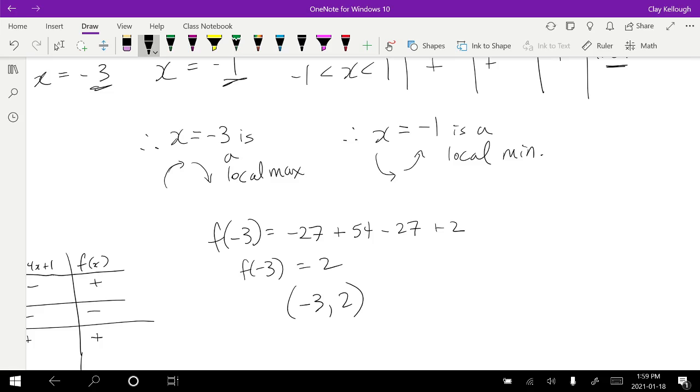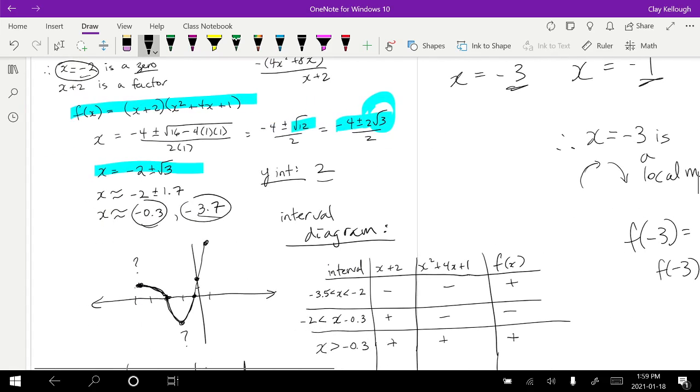And my local min, f of -1, would be -1 plus 6 minus 9 plus 2. So 6 minus 9 is -3, -4, so that's -2. So f of -1 is -2. Somebody double check my mental math. -7, -1, -2. Yep. So that's the point (-1, -2). And now I can go back to this diagram and really refine it.